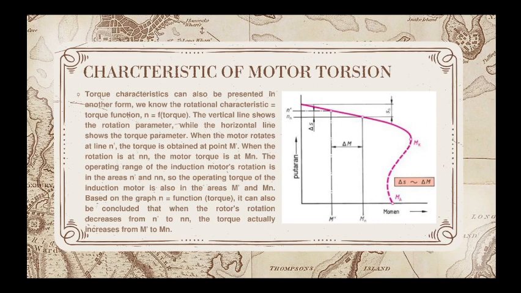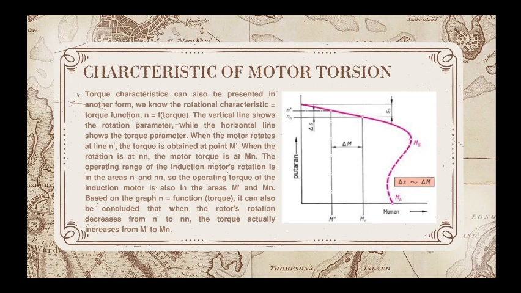Torque characteristics can also be presented in another form. We know the rotational characteristic, its torque function, n equals f of torque. The vertical line shows the rotation parameter while the horizontal line shows the torque parameter. When the motor rotates at N, the torque is obtained at point M. When the rotation is at Nn, the motor torque is at Mn. The operating range of the induction motor rotation is in the area between N and Nn. So the operating torque of the induction motor is also in the area between M and Mn, based on the graph n, which is a function of torque.